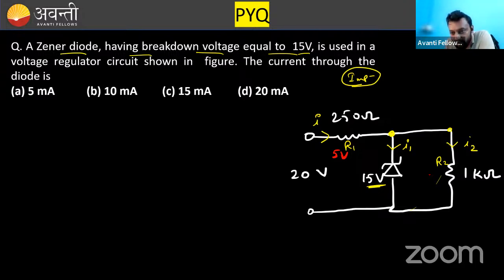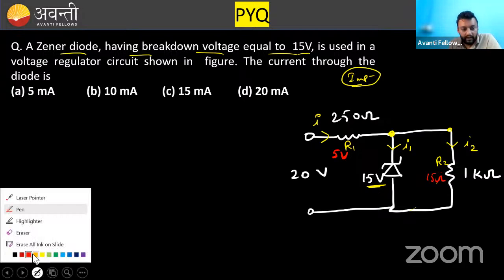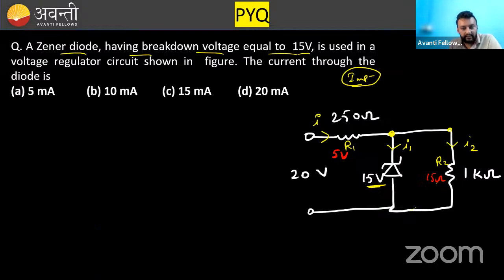And because they are in parallel, 15 volt will also be there. Clear at this point? Now, you know the potential across each resistor, 5 volt and 15 volt, you know the resistance value. Can you solve the current here? If you see, at this point, apply KCL, Kirchhoff's current law, then you can clearly see that I is equal to I1 plus I2. Clear? And we need to calculate I1. So I1 will be I minus I2.